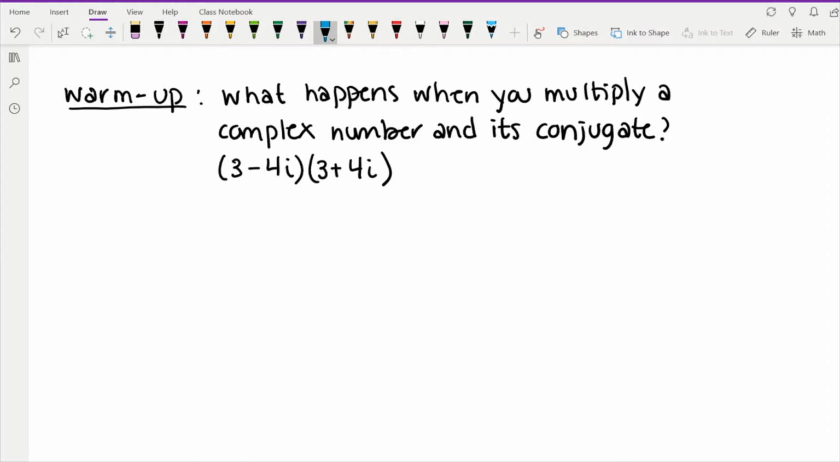Okay, so what happens when we multiply these two things together? Let's try it out. So 3 minus 4i times 3 plus 4i.